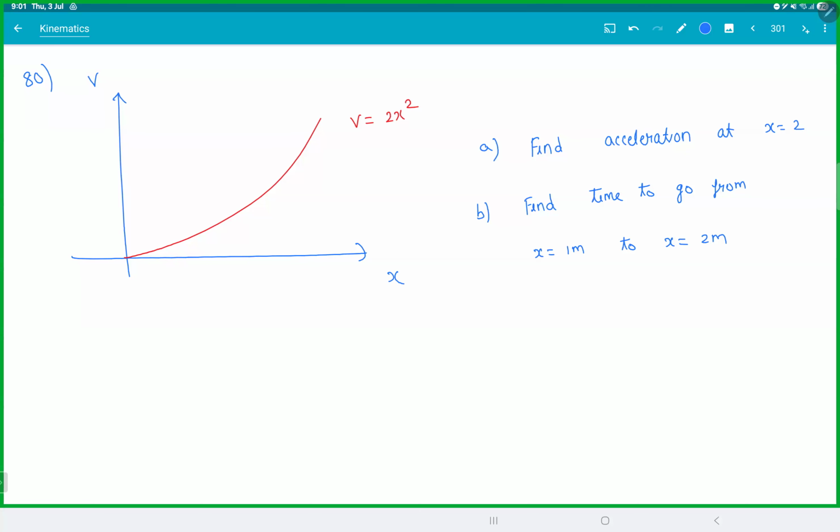The first one is 64. Here's the second one. You can just use v dv by dx, right? There's nothing to do with the graph actually.